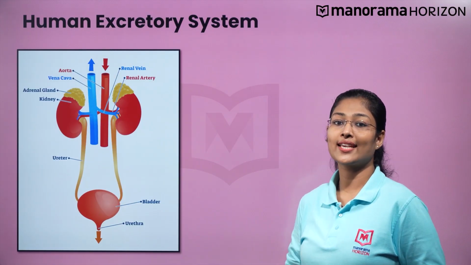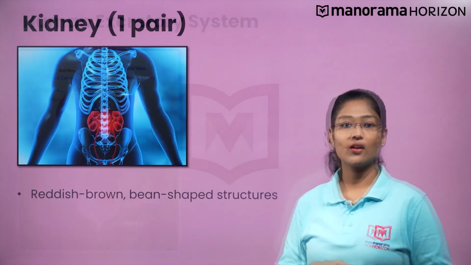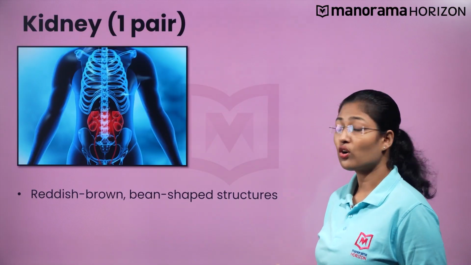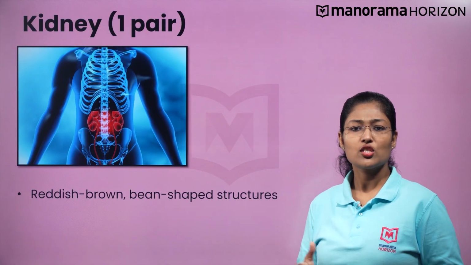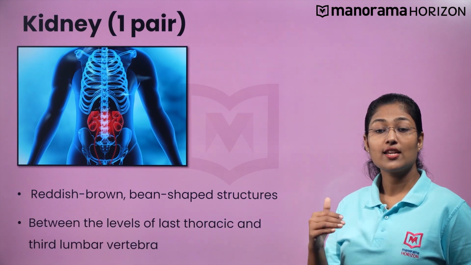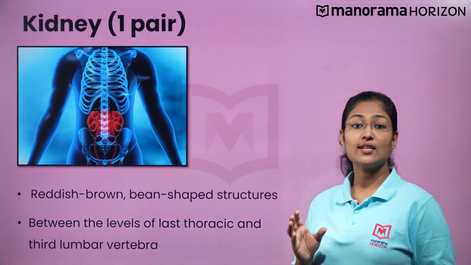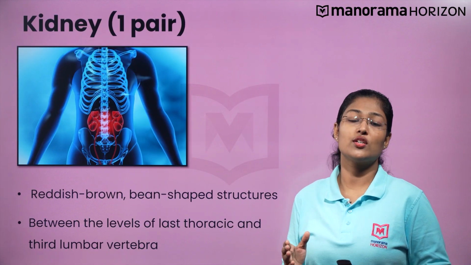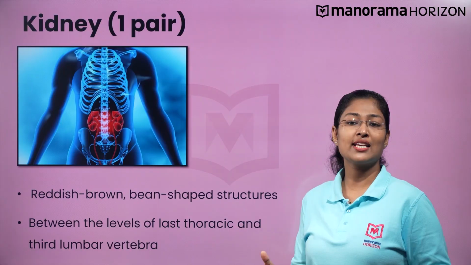First, let us learn the characteristics of kidneys. They are reddish-brown bean-shaped structures. So, where are they situated? It is situated between the level of the last thoracic and the third lumbar vertebra, close to the dorsal inner wall of the abdominal cavity.